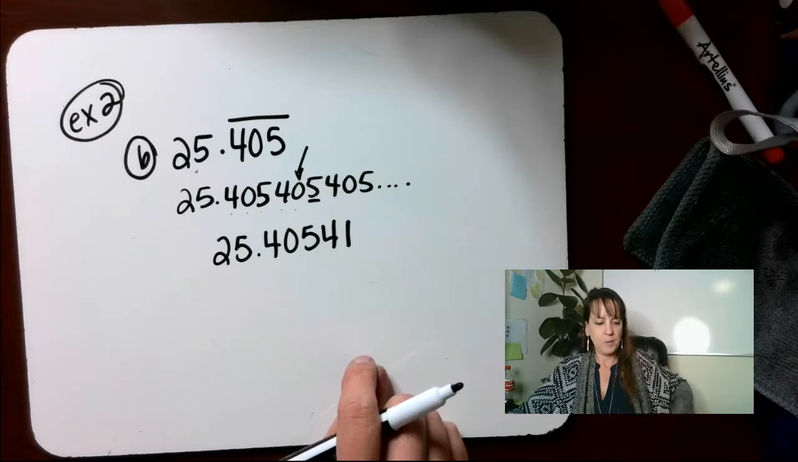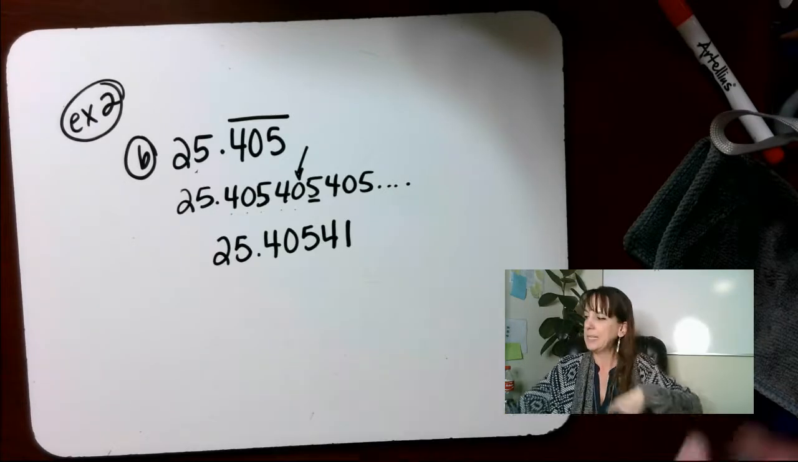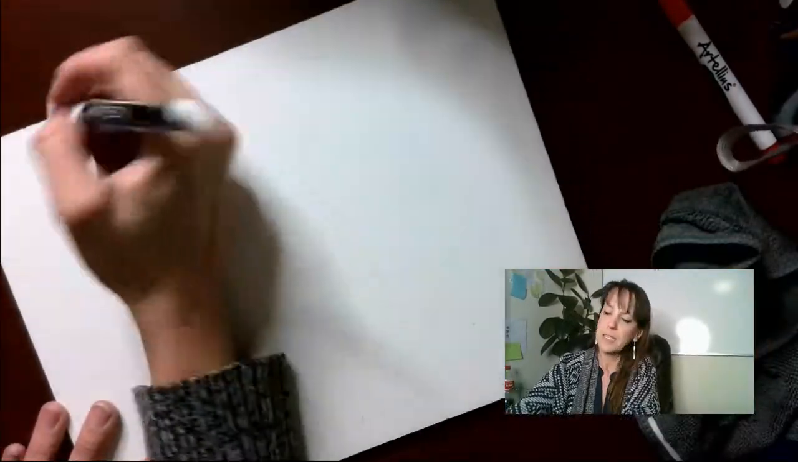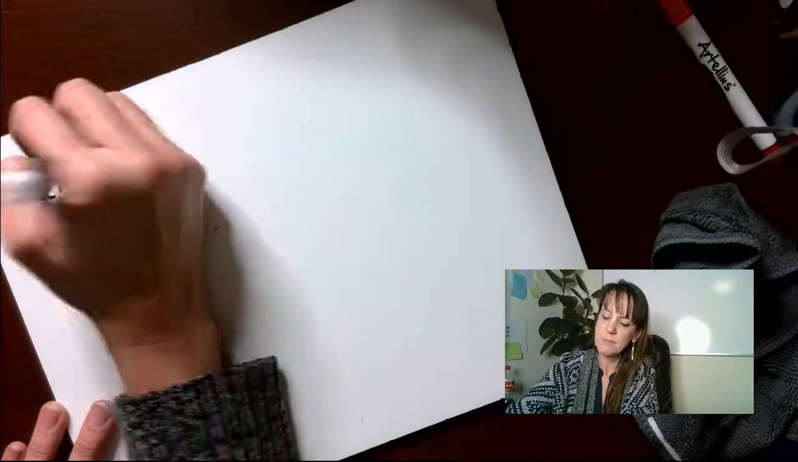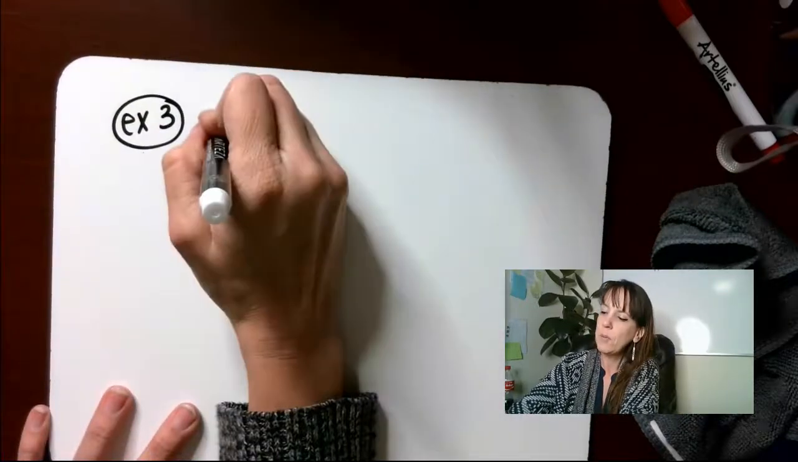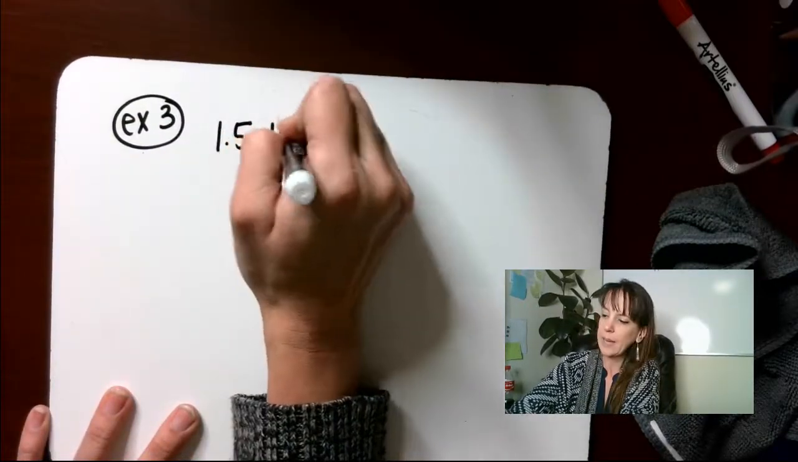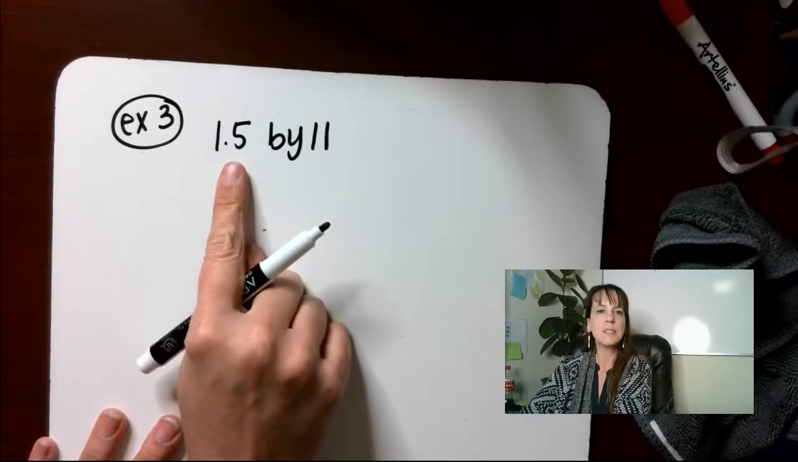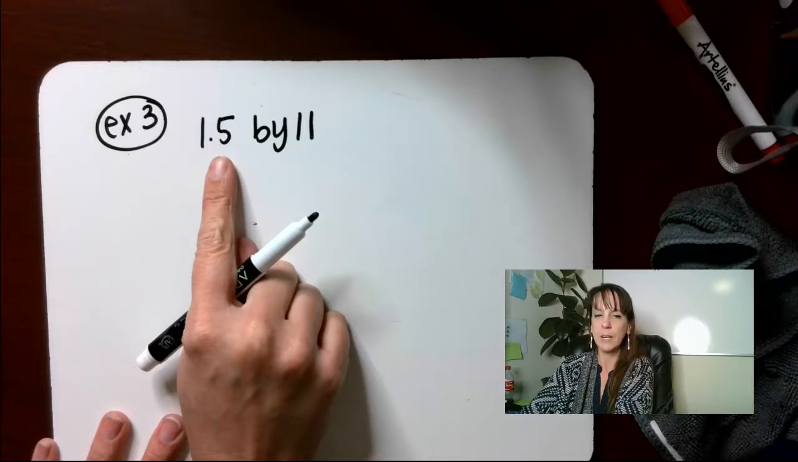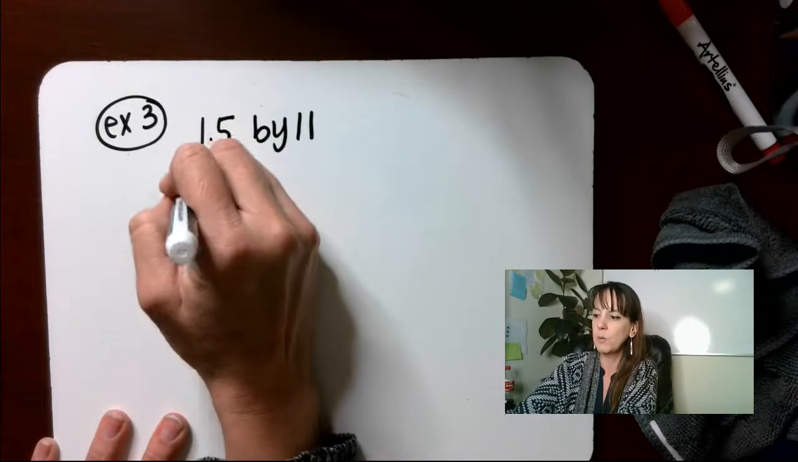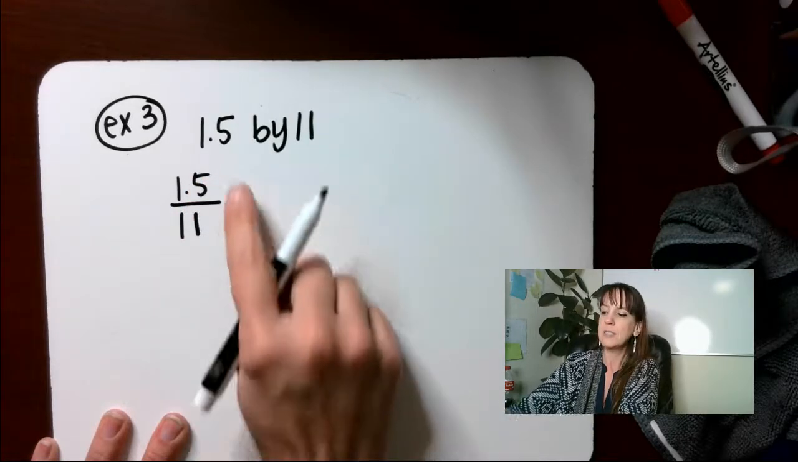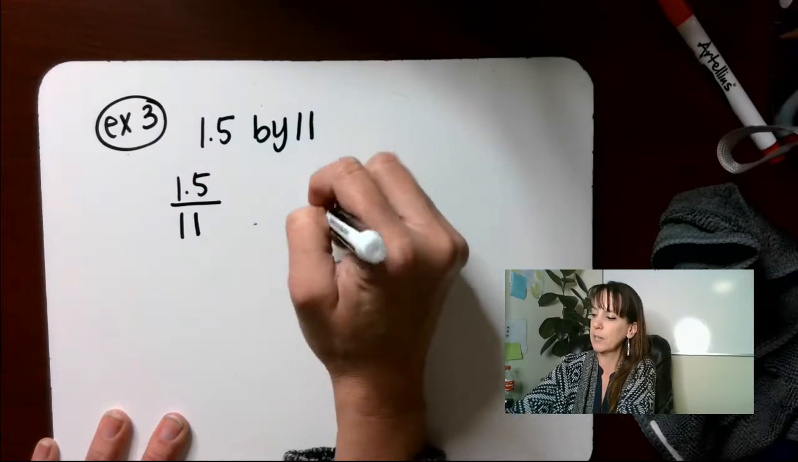All right, so number 3. Example number 3, divide 1.5 by 11. That means that this comes in front, right? So it's going to go 1.5 divided by 11. So this is on top of the table. It's going to go under our table here.